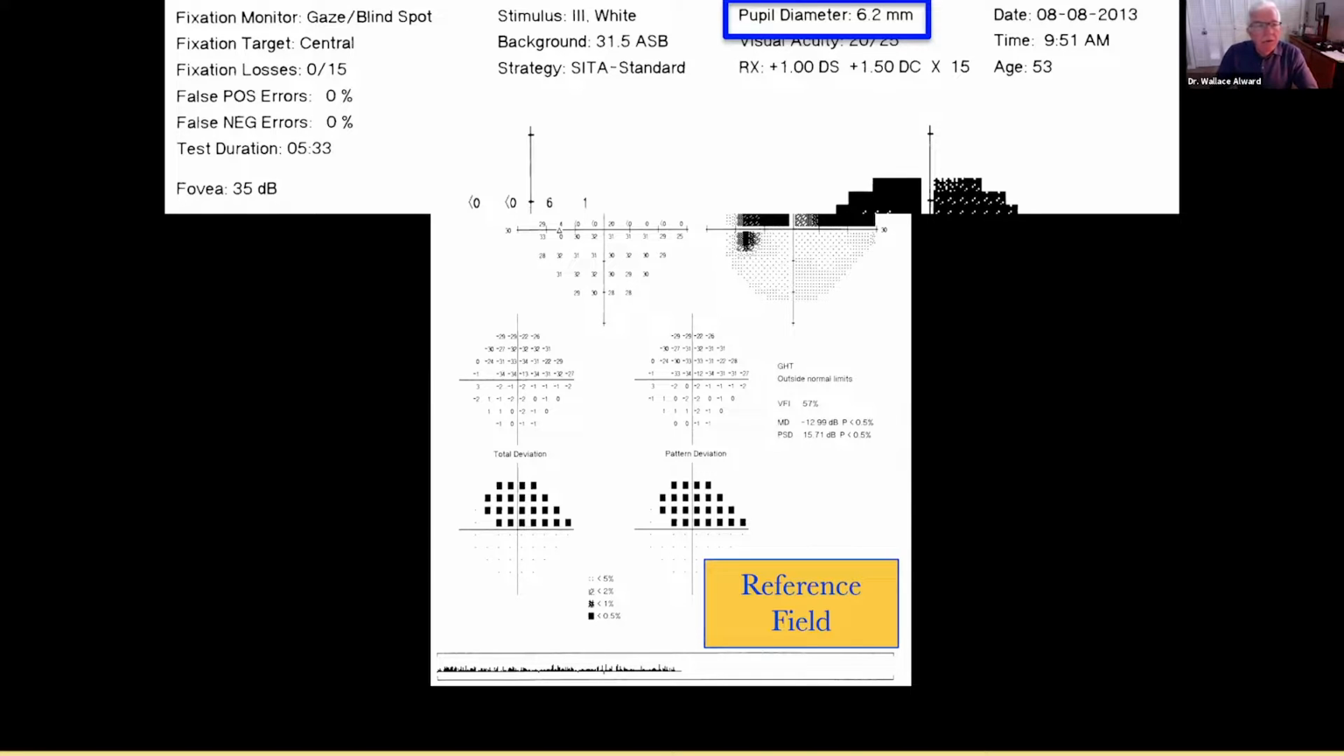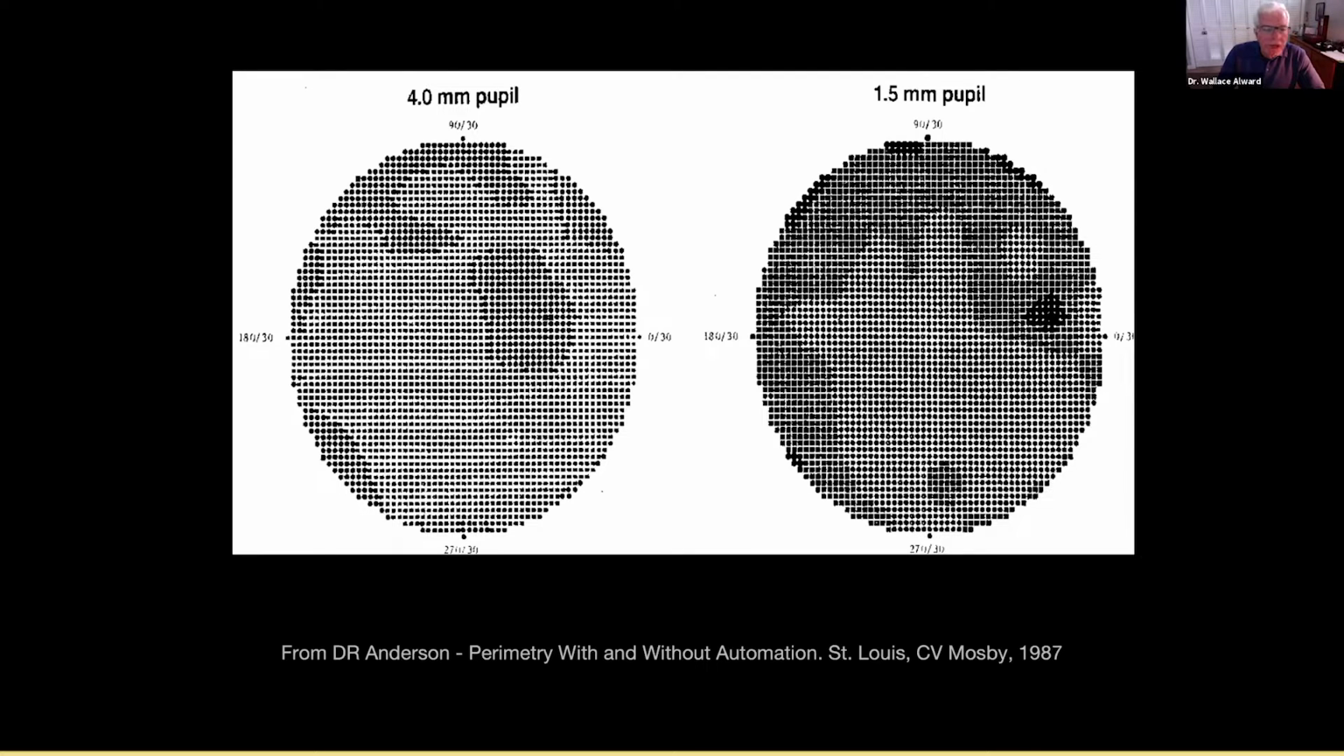So pupil diameter, less of a problem now than it was 20 years ago when we used a lot of pilocarpine, but if somebody has a very small pupil, it will change the visual field. So this is from Dr. Anderson's book, just showing a pupil of 1.5 millimeters versus a pupil of 4 millimeters. We still have a very few number of patients who are on pilocarpine or ecothiopate. And if you do have somebody on a cholinergic, you should dilate them for the visual field.